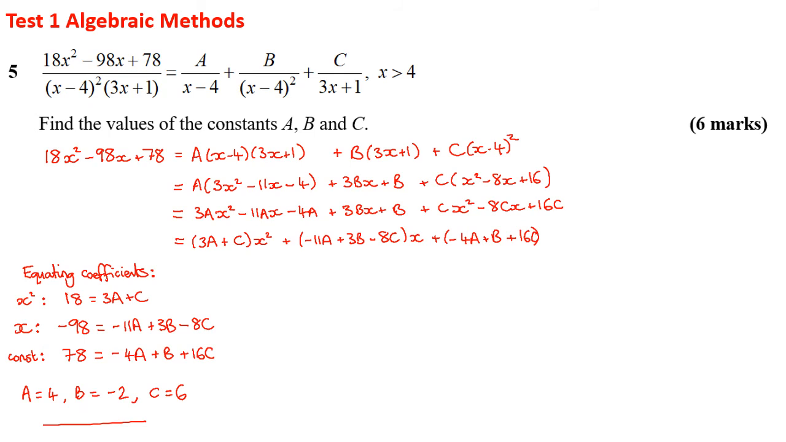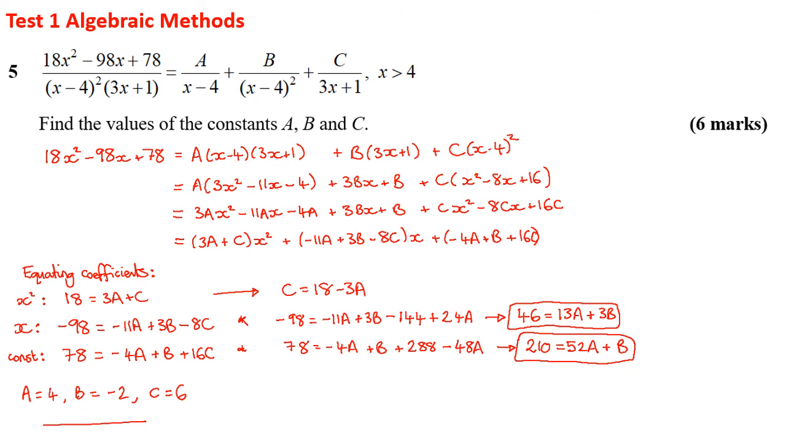Do a little bit of extra working to check these. So here I'm going to substitute from the first one. I'm going to write c equals 18 minus 3a and substitute that into these two equations here. I'll simplify. That leads us to these two equations in a and b. Can amend the first one, multiplying that by 4 and then subtract to give.